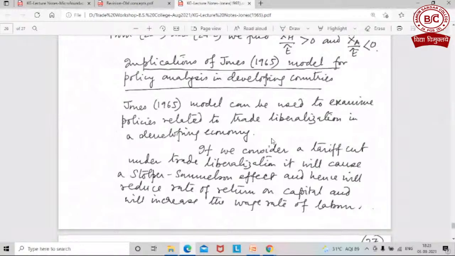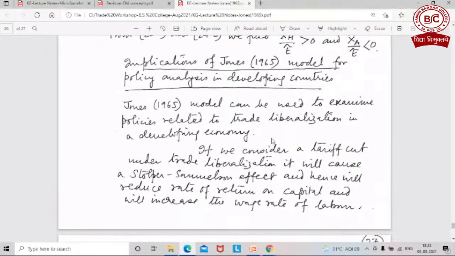But there are various ways I can introduce this. I can consider this Jones model for policy analysis. First of all, now we have a phase of liberalization. I have said about an increase in tariff, but what we can do is consider a cut in tariff. A fall in tariff means a drive towards liberalization, isn't it? Do you agree?